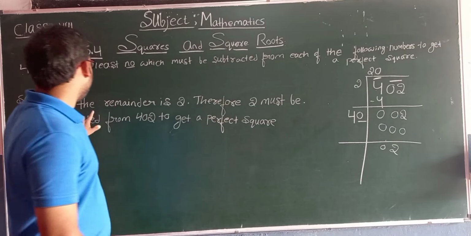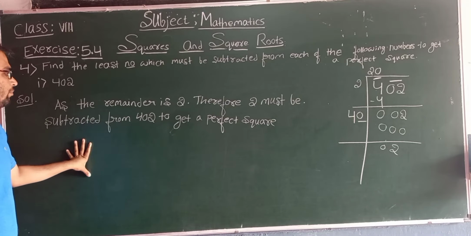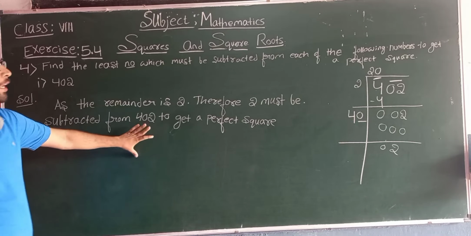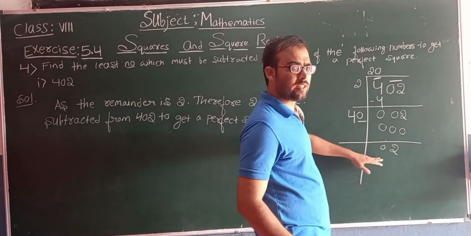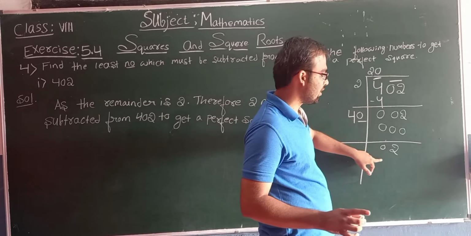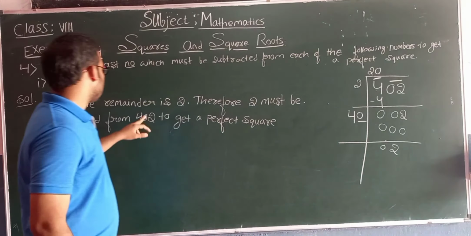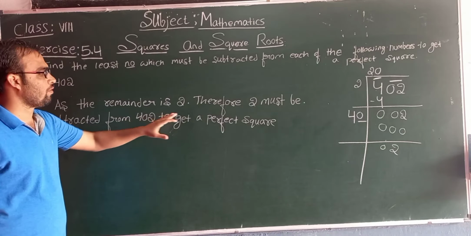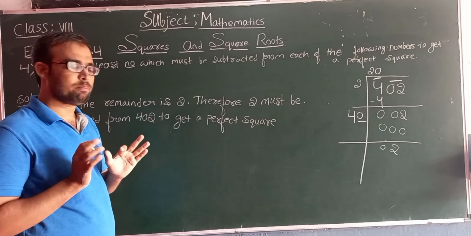Students, as the remainder is 2, therefore 2 must be subtracted from 402 to get a perfect square number. Here, if we get 0, then only we can conclude that it is a perfect square, but we have not got 0 here. We have got the remainder as 2. So when we subtract 2 from this number, we will get a perfect square.